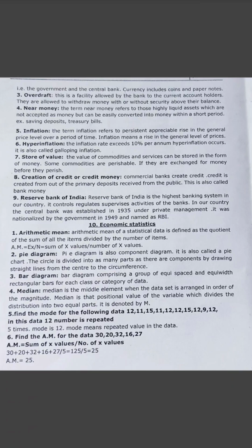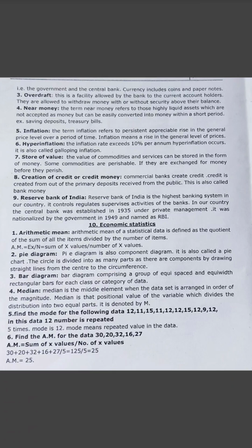Overdraft. It is a facility allowed by the bank to current account holders. They are allowed to withdraw money with or without security above their balances. Near money. The term near money refers to those highly liquid assets which are not accepted as money, but can be easily converted into money within a short period of time. Example, saving deposits and treasury bills.